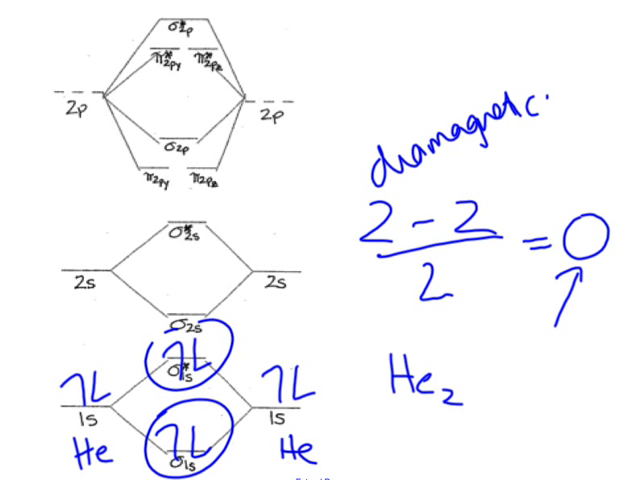0 pretty much means doesn't exist, and that makes sense. Helium cannot bind with anything because it only has an s orbital and it's already filled with 2 electrons, so it can't expand its valence and it can't share any additional electrons. So that's just a little example of how bond order can give you some clues about things.